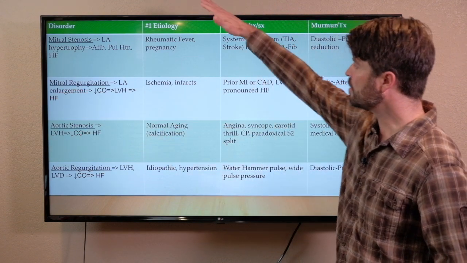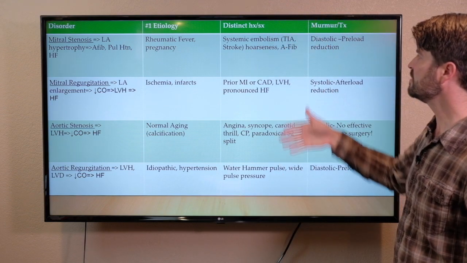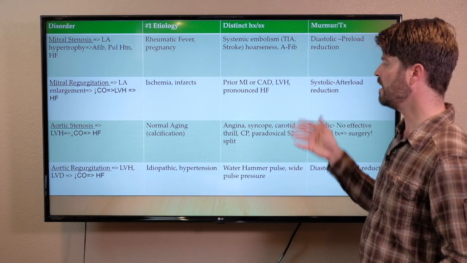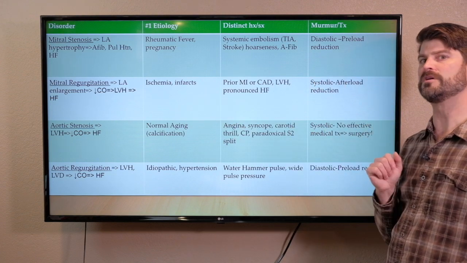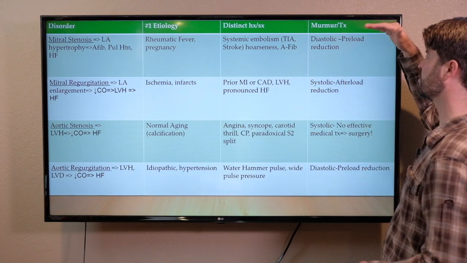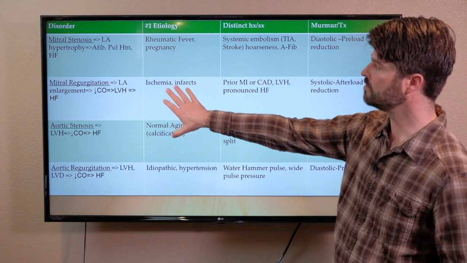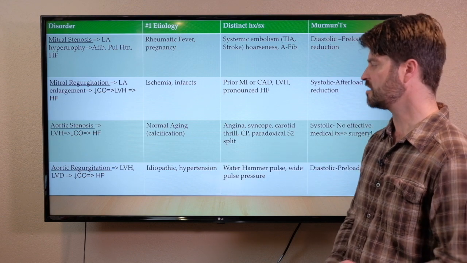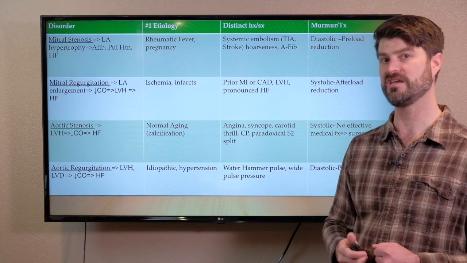So then we get our etiologies of where each one of these things falls, the distinct symptoms that patients may have around each one of these different disorders, and then the assessment that you may see. So whether or not they're going to have a diastolic or a systolic murmur related to what type of heart disorder they have around circulation within the heart.